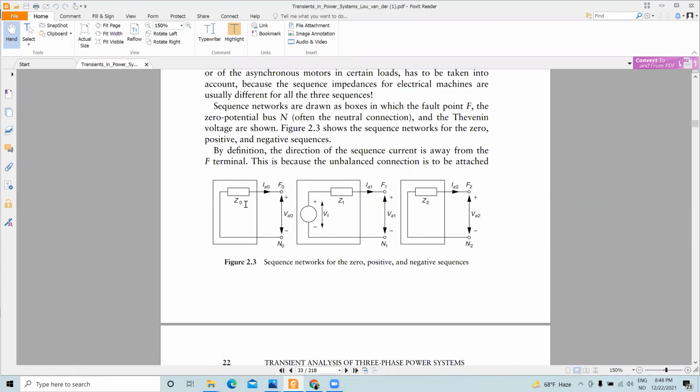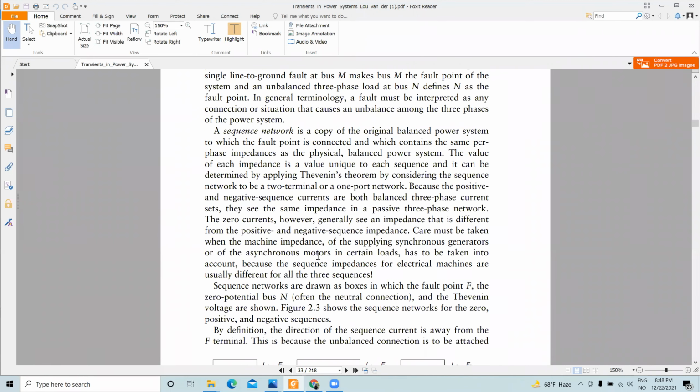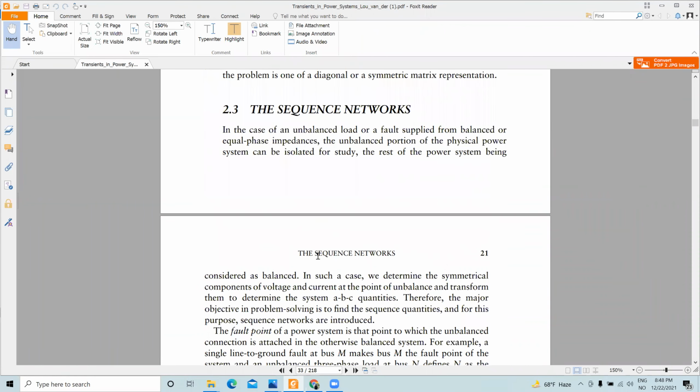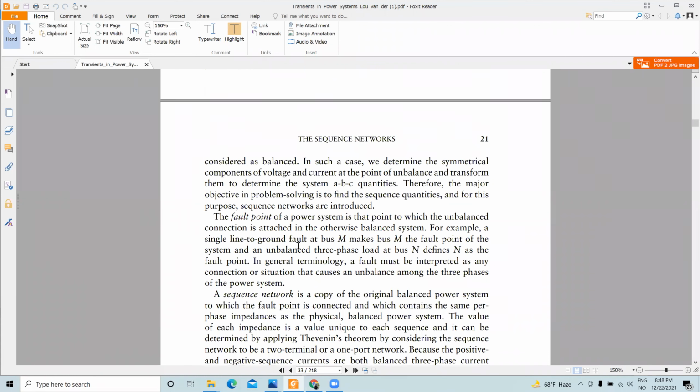That means it will not flow through the line, it will flow through the neutral part and through the ground if it is a ground. So basically you represent the positive, negative, and zero sequence networks when you have a fault.